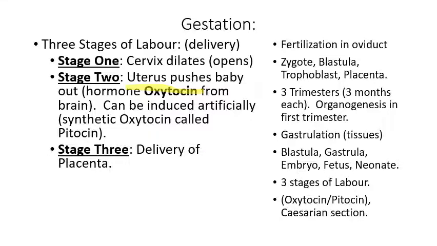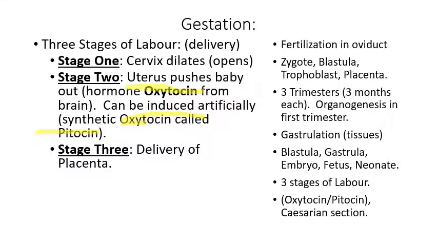But if you get tired of it and you want to just get the baby out and get it over with, you can induce synthetic birth. You can force the uterus to push the baby out by giving it an artificial version of oxytocin called Pitocin. Right? So if you've had enough with the labor, get a shot of Pitocin and let's get the baby out.